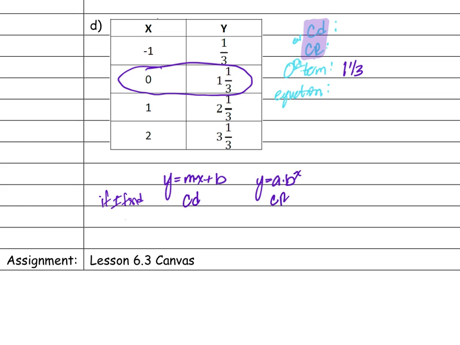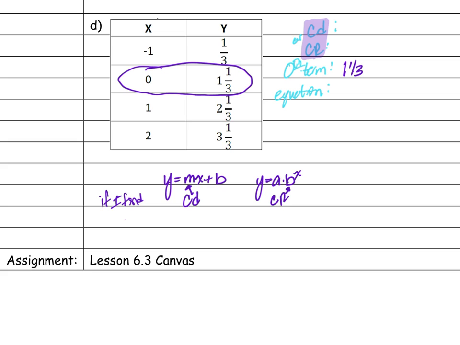If I find a common difference, I'm going to use y equals mx plus b. If I find a common ratio, I'm using a times b to the x power. That's how I know which one I'm using. So do I have a common difference or a common ratio? That's what I've got to ask myself. And my common difference goes where the m is, and my common ratio goes where the b is.